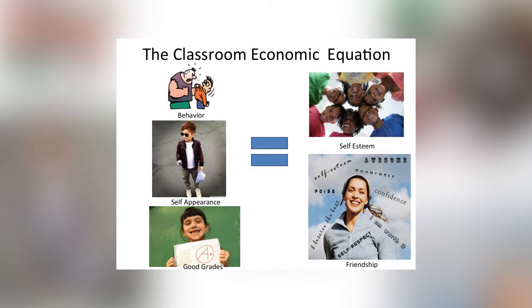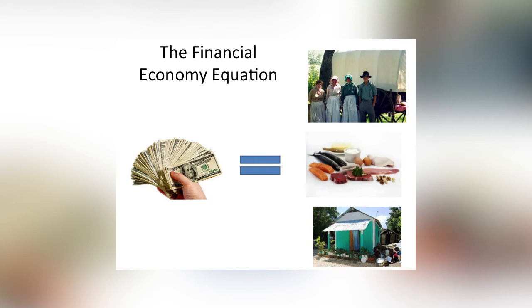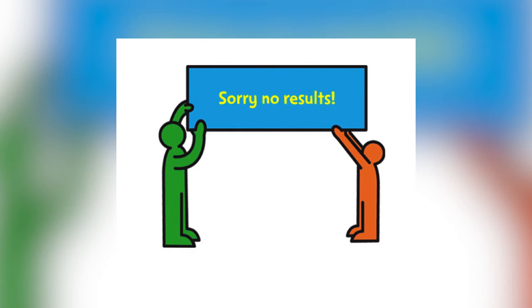So as we look at the classroom economic equation, it's drastically different than the financial economy equation. So you cannot expect to get results by providing benefits to children through a financial spectrum. You have to look at it through a social spectrum. And I'll give you an example.